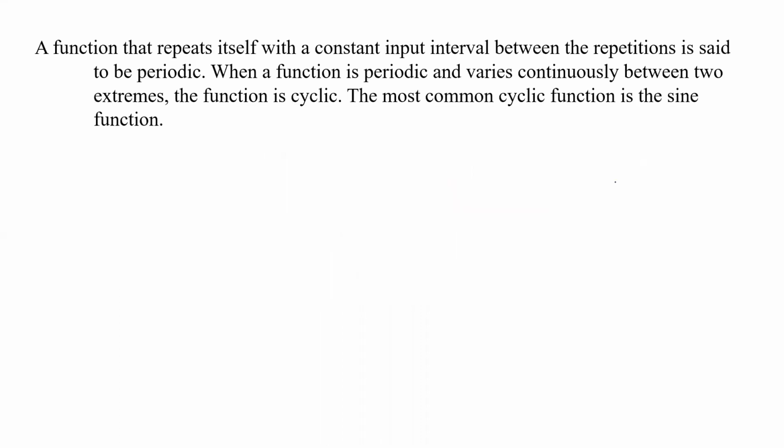So a function that repeats itself with a constant input interval between the repetitions is said to be periodic. When a function is periodic and it varies continuously between two extremes, a max and a min, then the function is cyclic. And the most common one that we know of is the sine function.